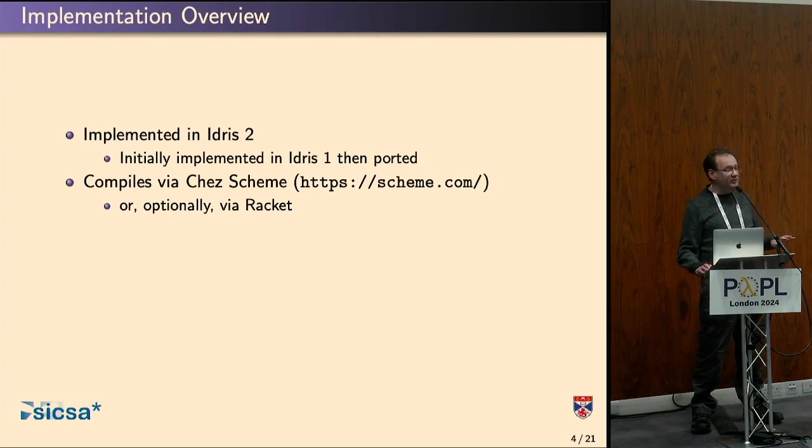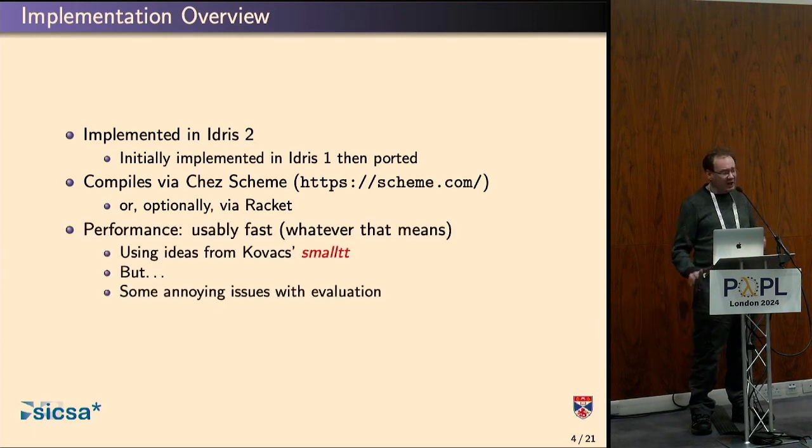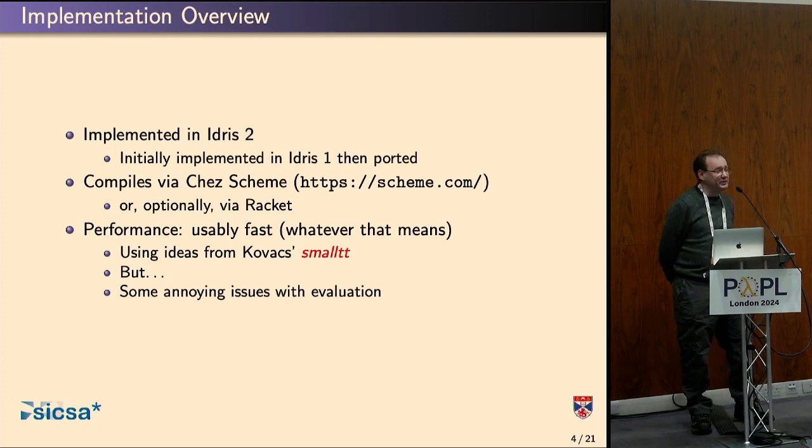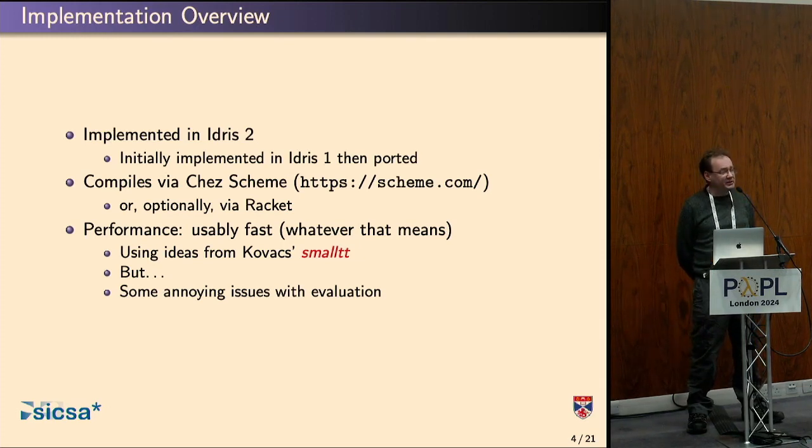We do turn off all of the runtime checks, or as many as we possibly can, because I've done the type checking. I don't need Chez to do the runtime checks for me. And the performance, worth mentioning, it's very hard to put a real figure on how a language performs. I'm going to assert usably fast, whatever that even means. Essentially, it means that if I ask it to do something, it will typically reply in a reasonable amount of time, like a second or so.